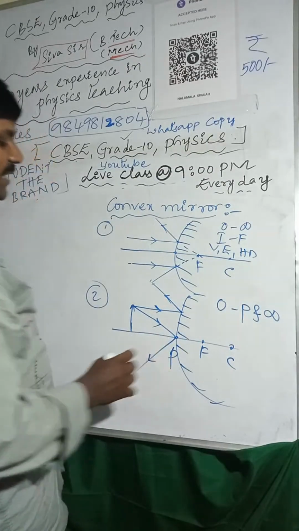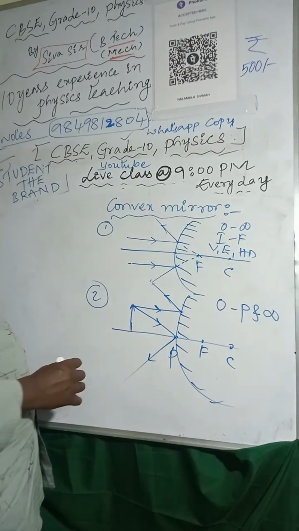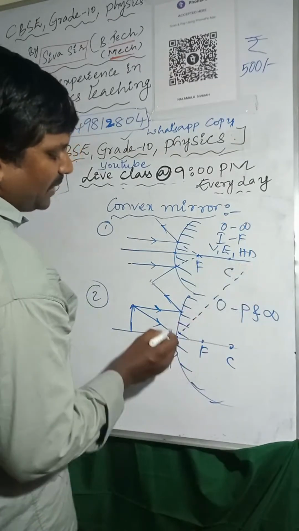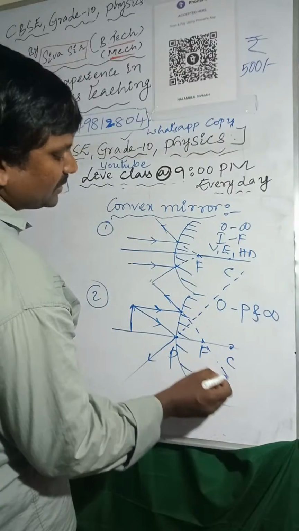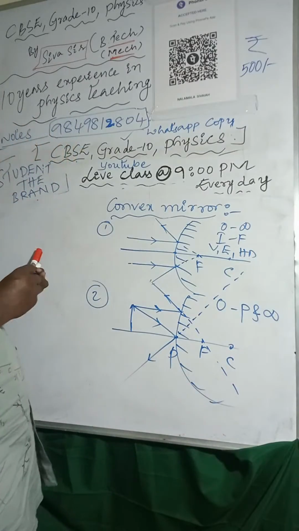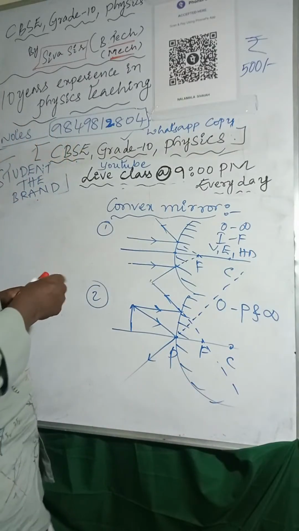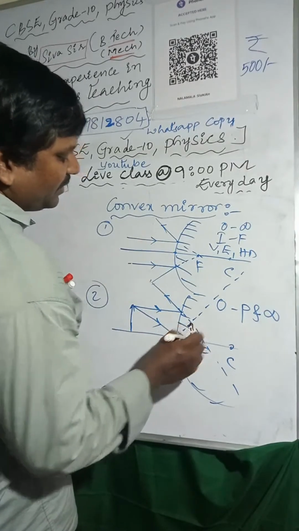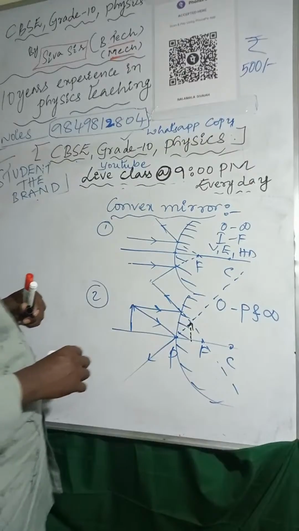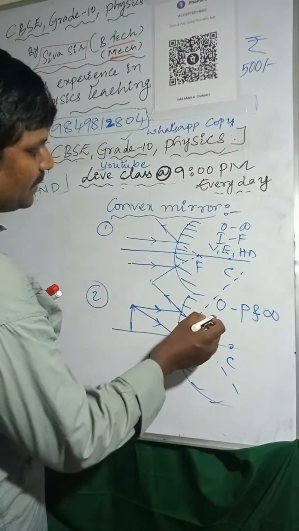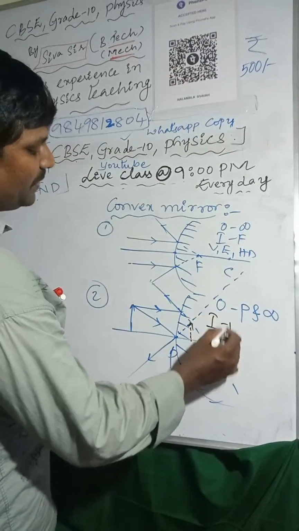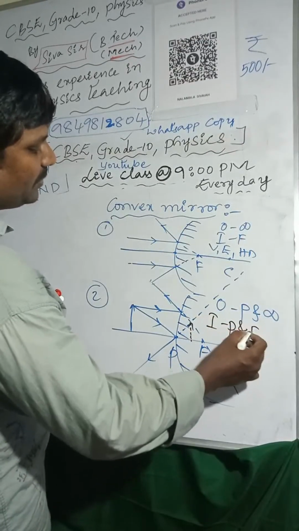So if you are extending these points, if you are extending this one, here it passes through focus. The image will form between P and F. So here the image will form. Okay, so the object is placed between P and infinity, so the image will form between P and F.